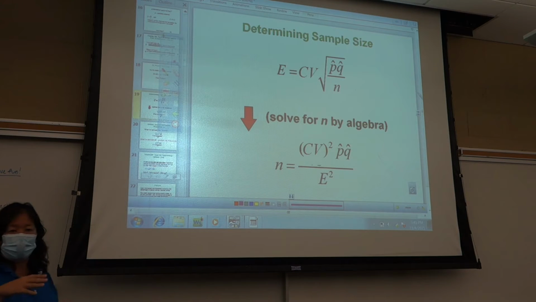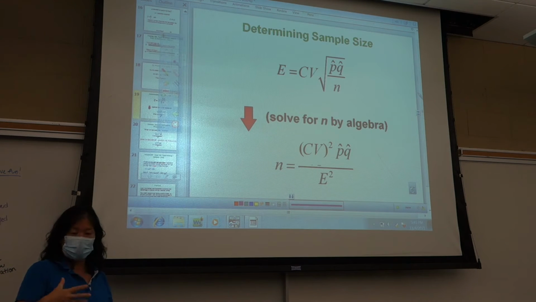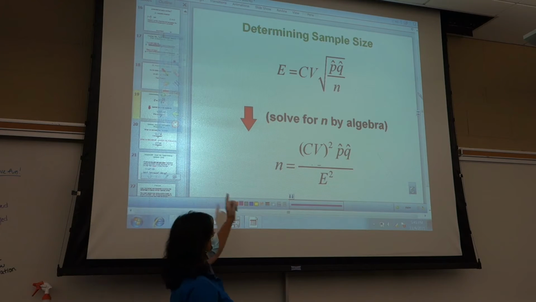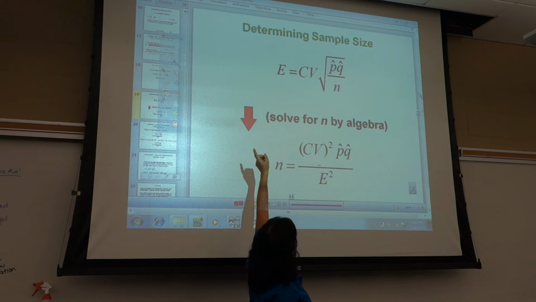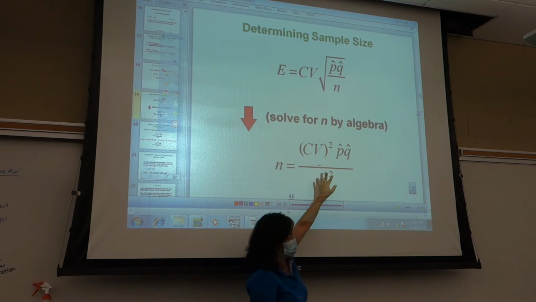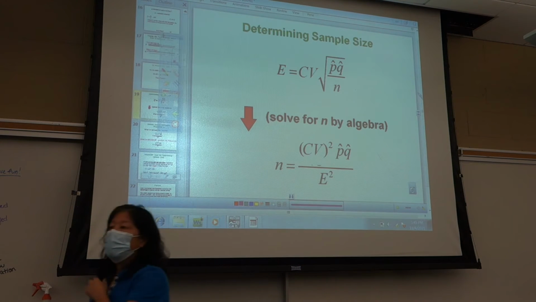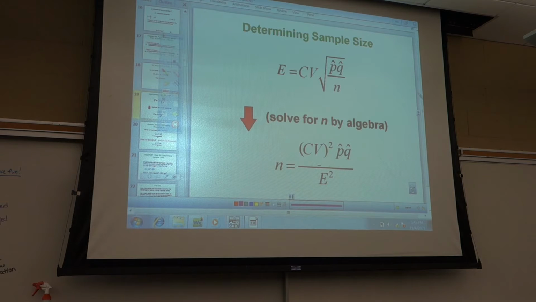So if we want our error to be within a certain amount, we just ask more people. So we can resolve by algebra. We're going to square both sides, multiply both sides by n, divide both sides by e squared, and we'll get this. On your notes, I asked you to all write this version instead. If you didn't, do it now. This version will make your life easier.